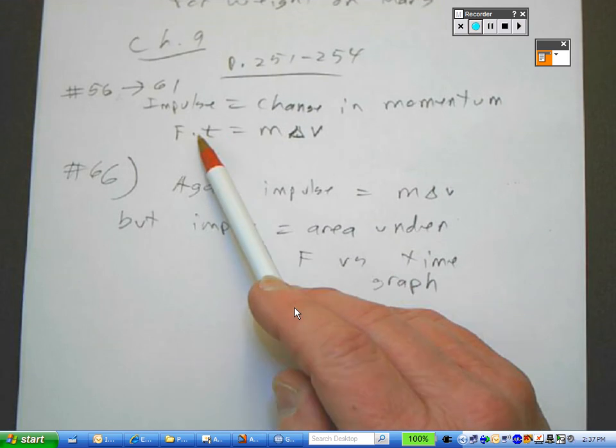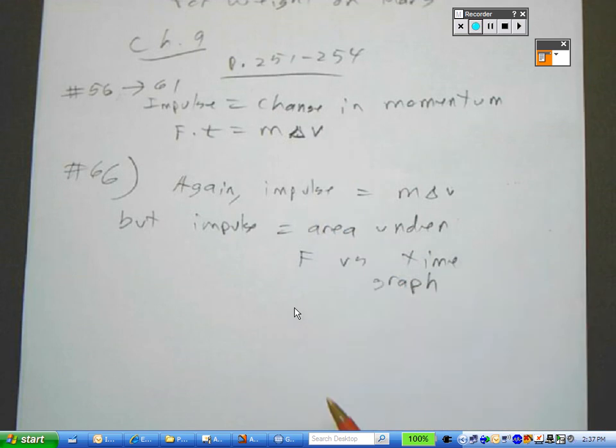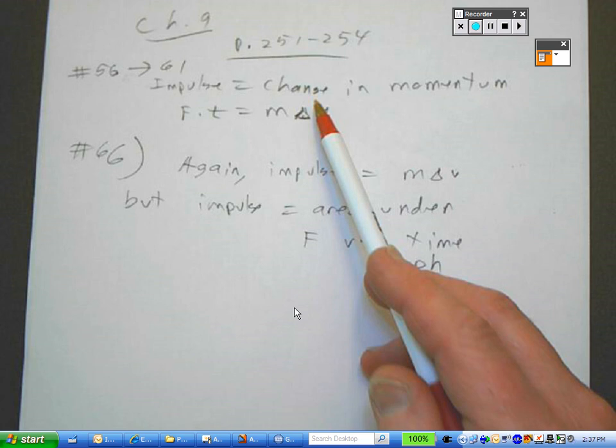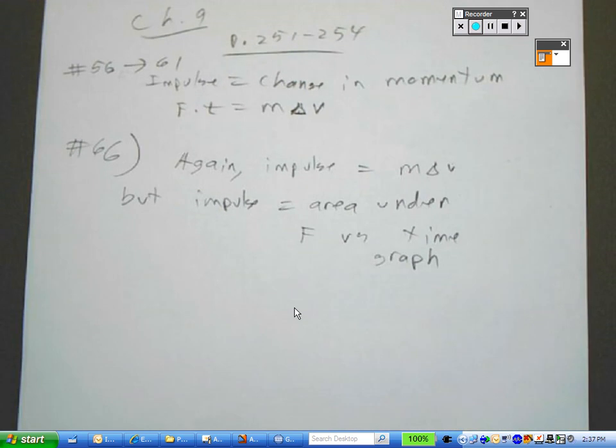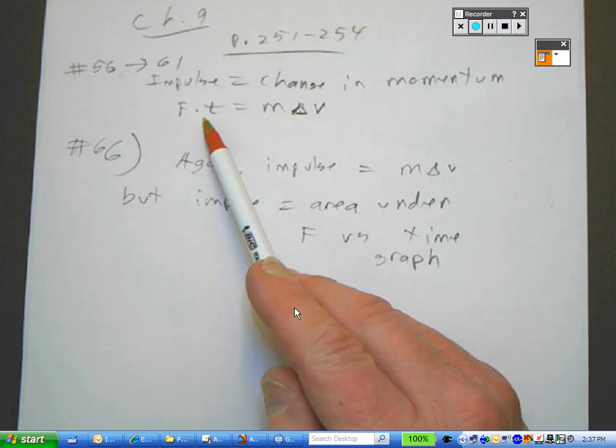You're starting to get the impression that we use this a lot in sports. Impulse is force times time. Change in momentum is m delta v. This is what you use for 56 through 61. All those ones in there. That's what you use. Number 66 is the same exact thing. You use impulse equals change in momentum.